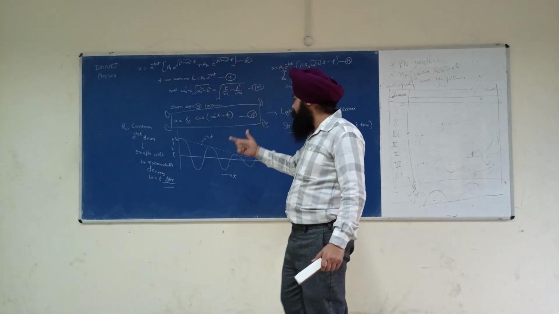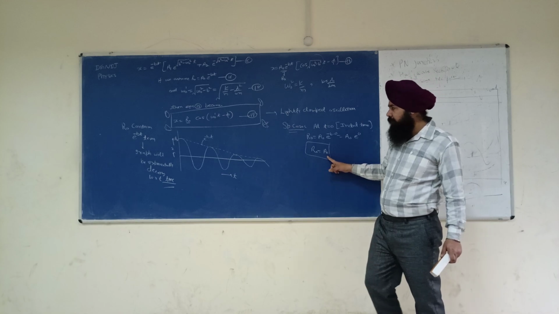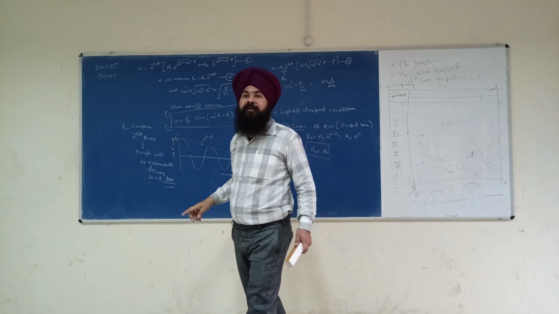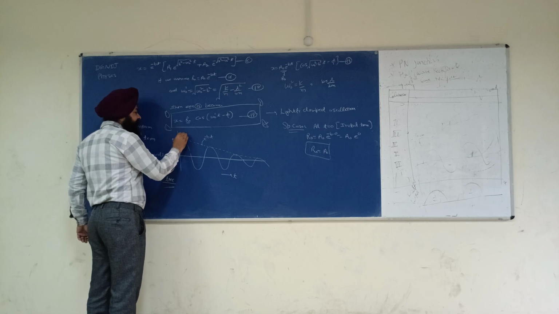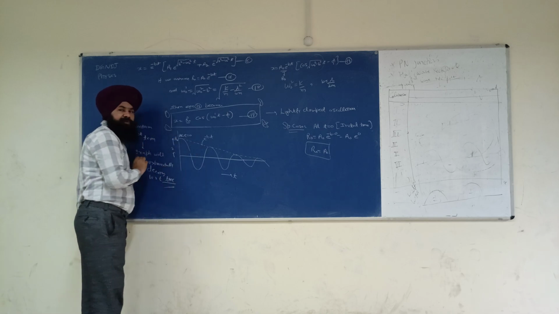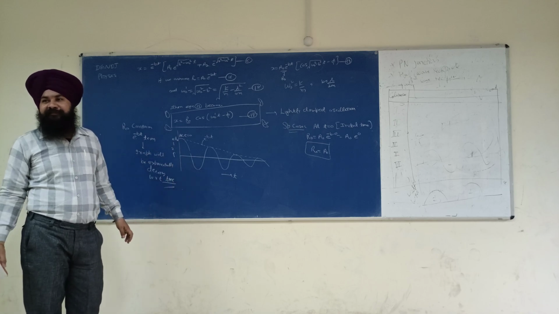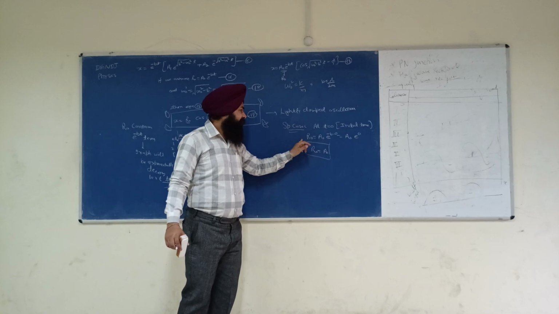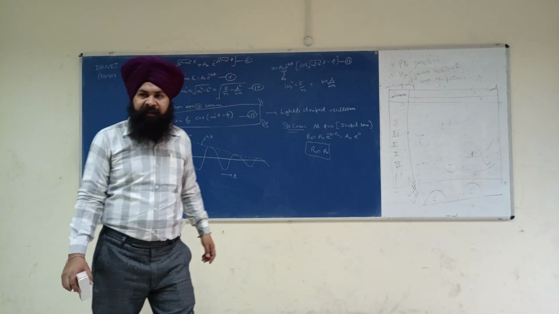And at initial time, what would be the maximum amplitude? See, this is the maximum amplitude, A naught. A naught is the maximum amplitude. This is for t is equal to 0. Did everyone understand? This is at t is equal to 0. When time is 0, initial time, the maximum amplitude will be A naught.